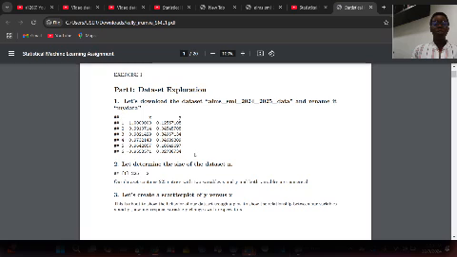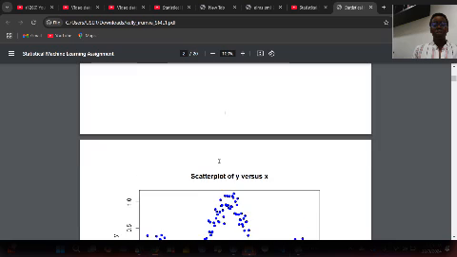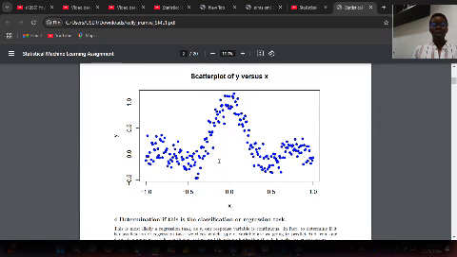I work on two tasks, regression and classification. With regression, I work with Y as the response variable and X as the independent variable. This is the relationship between X and Y with a plot.